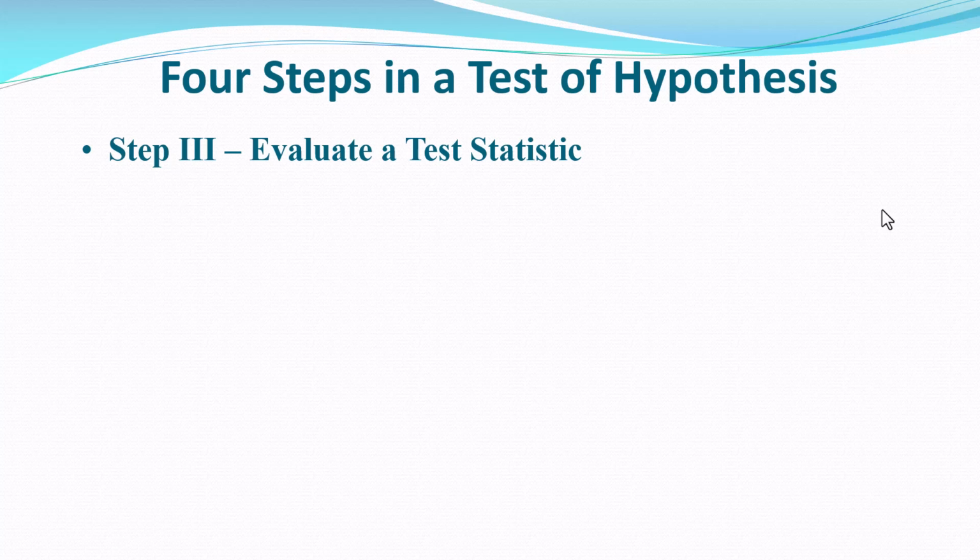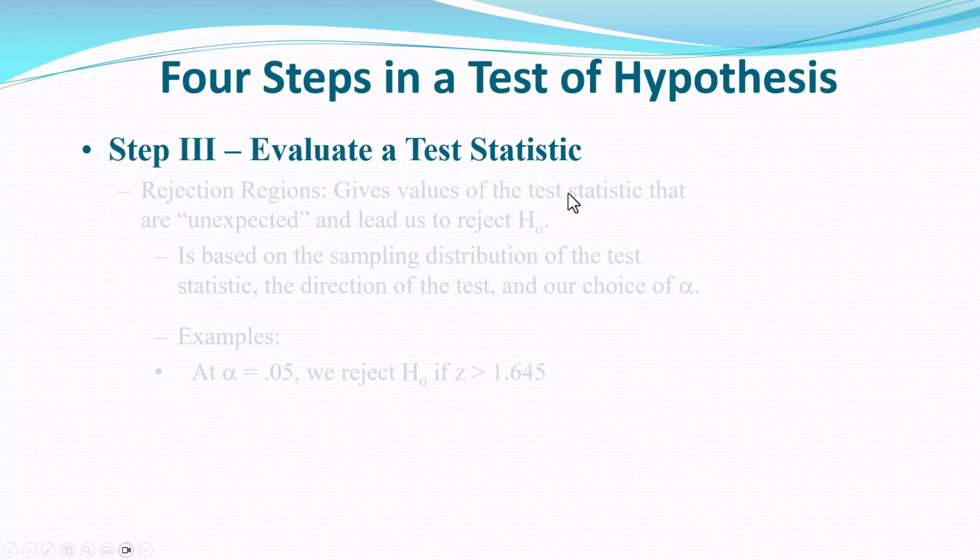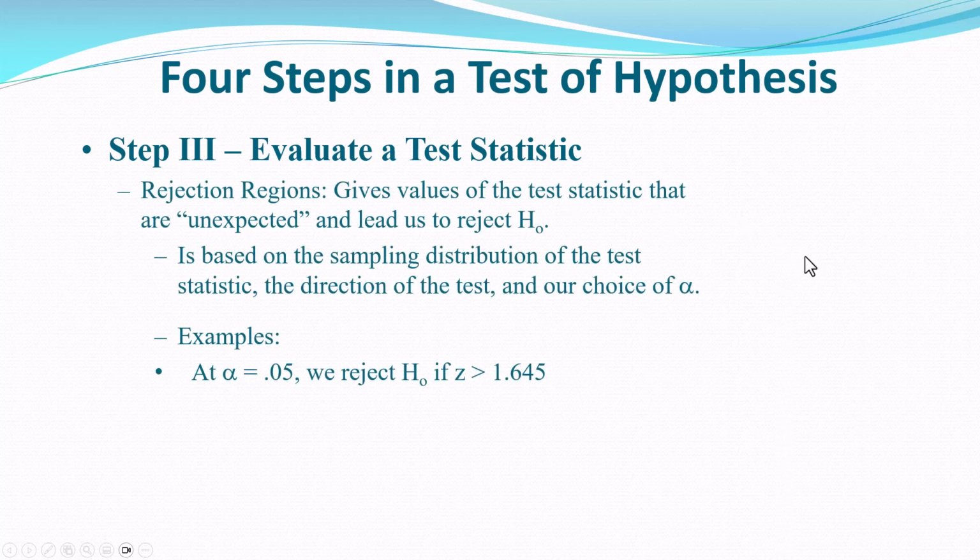The first technique we have for evaluating a test statistic, trying to get my animation to work here, all right, are the rejection regions. The rejection regions give values of the test statistic that are unexpected and lead us to reject H naught. If the null hypothesis is true, we should see a z value, something that comes from a standard normal distribution. And you see I have written here, it's based on the sampling distribution of the test statistic, the direction of the test, and our choice of alpha.